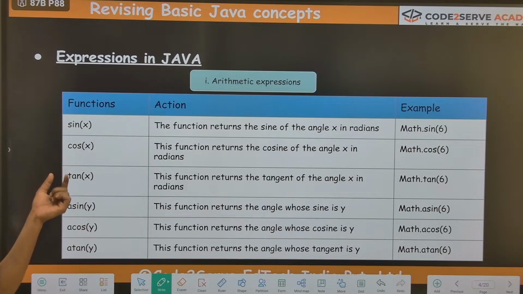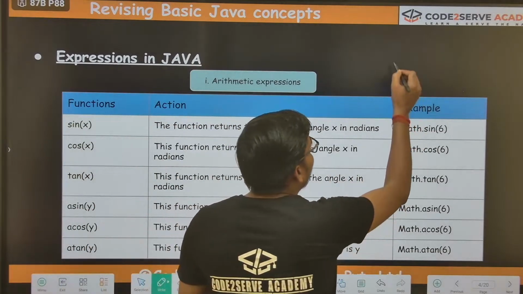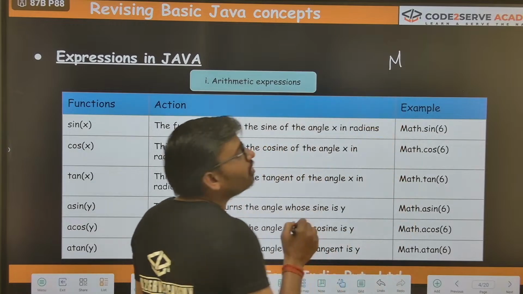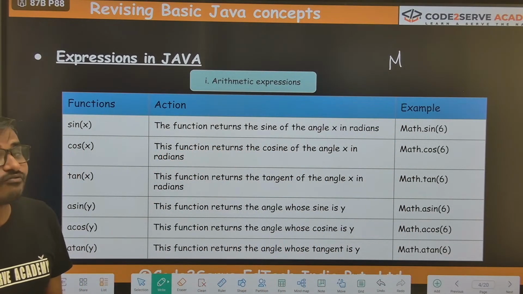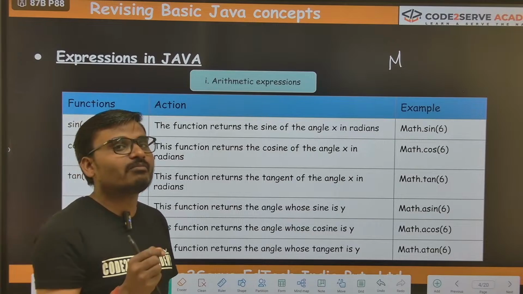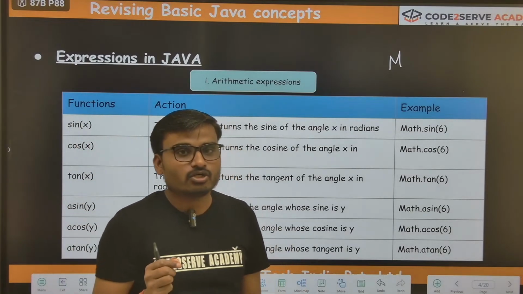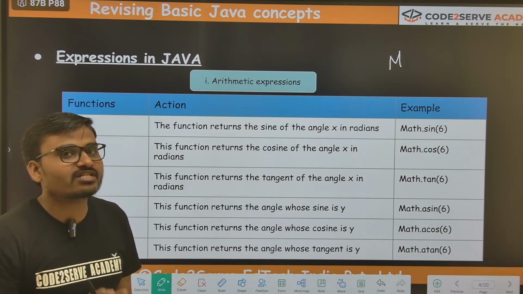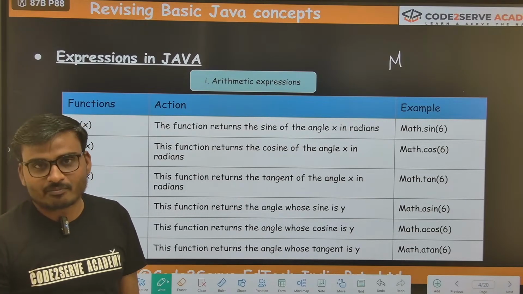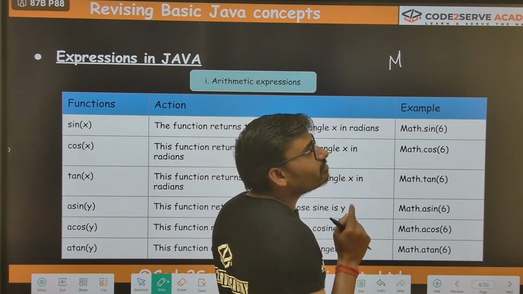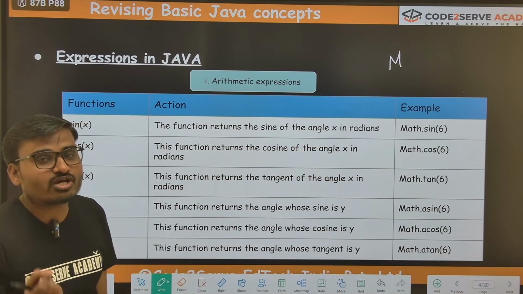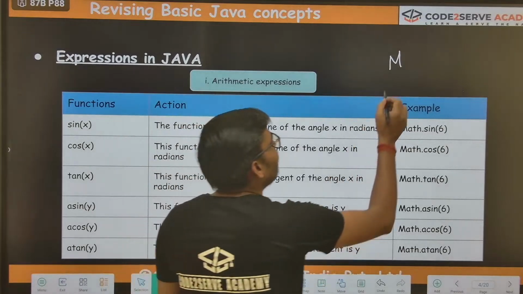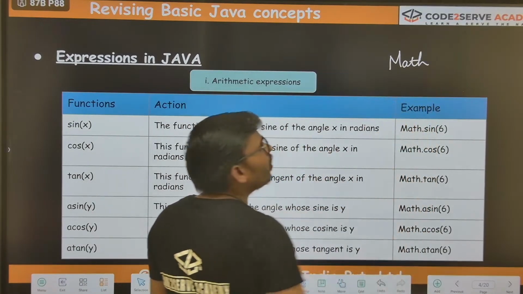So we have sine of x. How are we going to use this function? First, we have to write Math. Math is a class. Whenever you call a class, you have to keep in mind that M should be a capital letter. Whatever class you use, like you used Scanner in the last slide, Scanner was a class, so the starting character was a capital letter. Similarly, here Math is a class. So for a class, you have to use a capital letter.